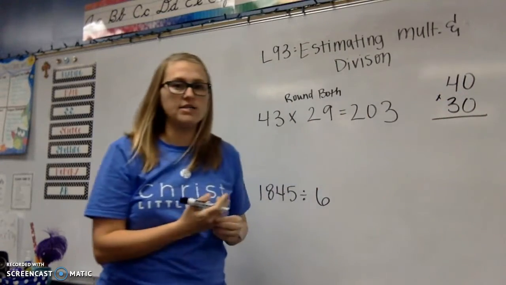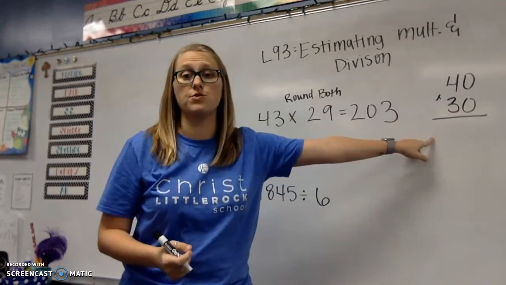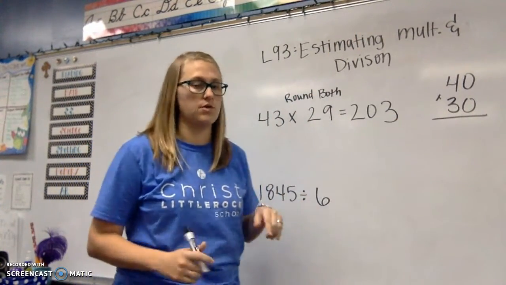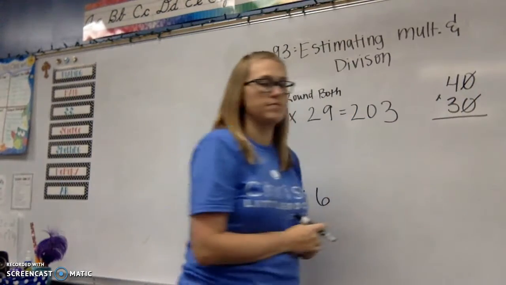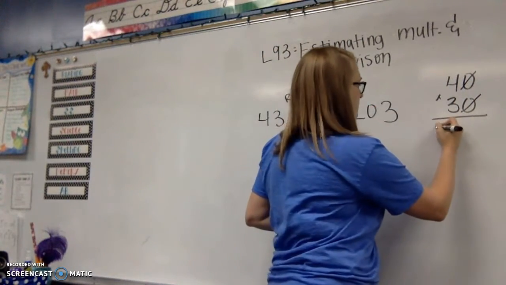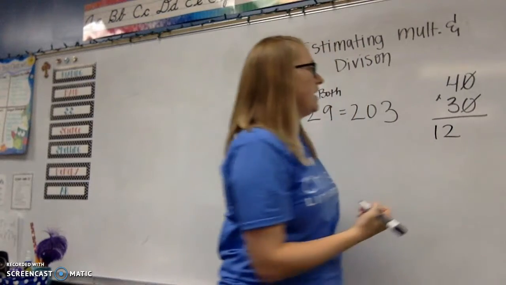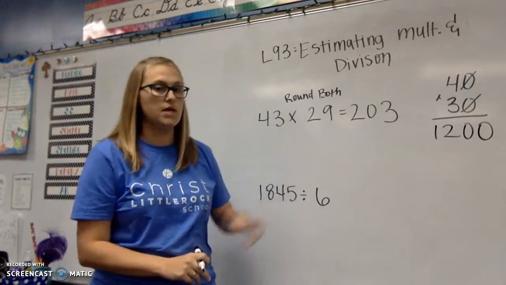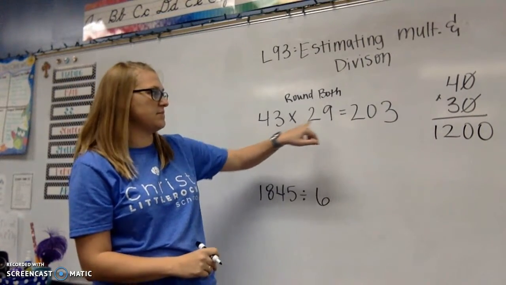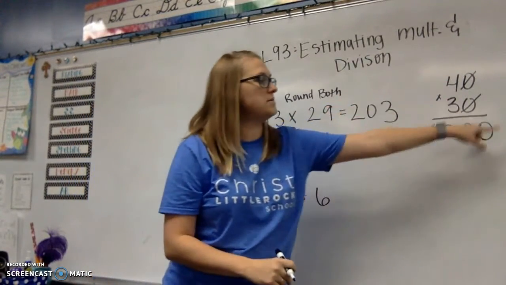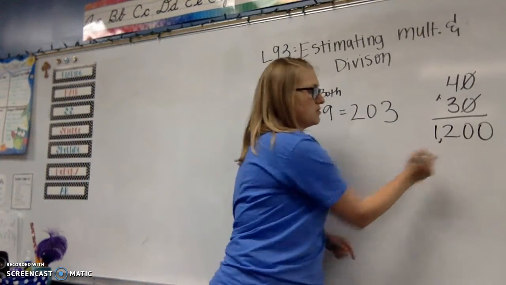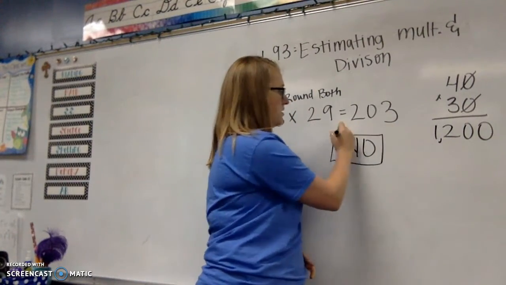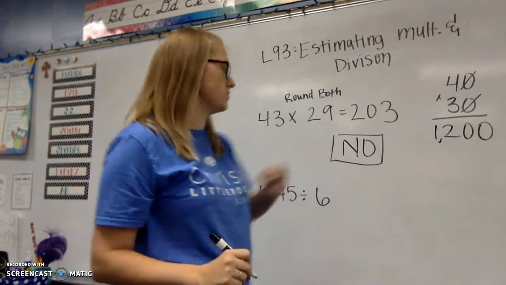Now, we've gotten to a problem that we know how to do in our head. We shouldn't have to do all the different steps that go along with it, because we can take off 2 zeros. 4 times 3 is 12. And then we can add our 2 zeros back on. So if he said 43 times 29 was 203, we estimated and we saw that it was going to equal 1,200. Was that reasonable? No, it wasn't reasonable because it's not anywhere close to each other.